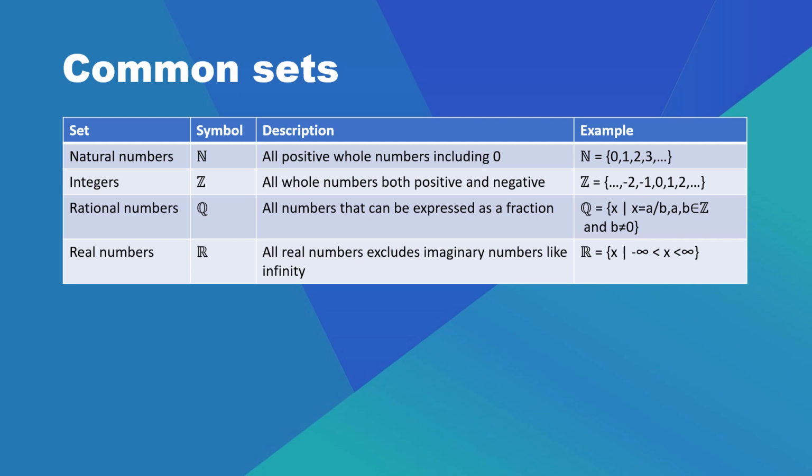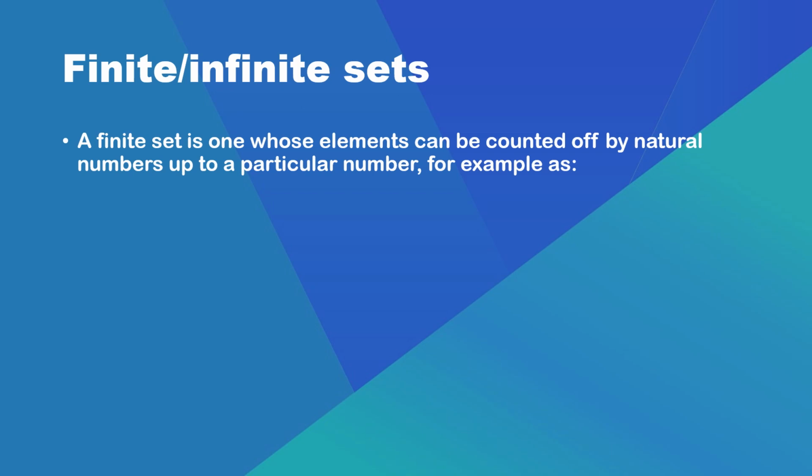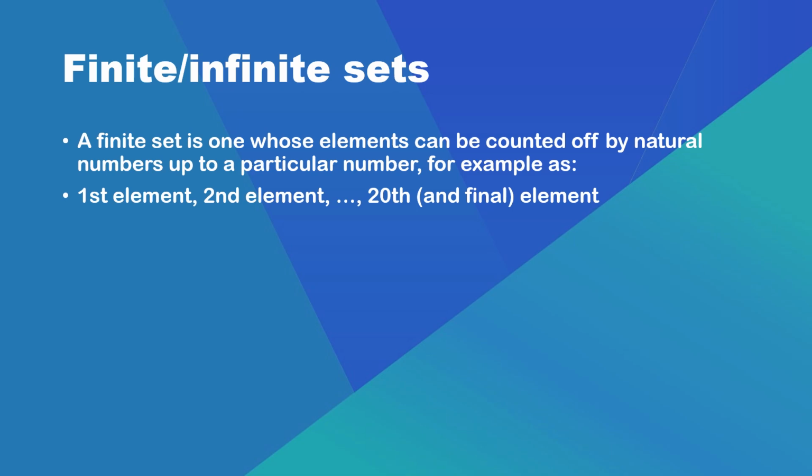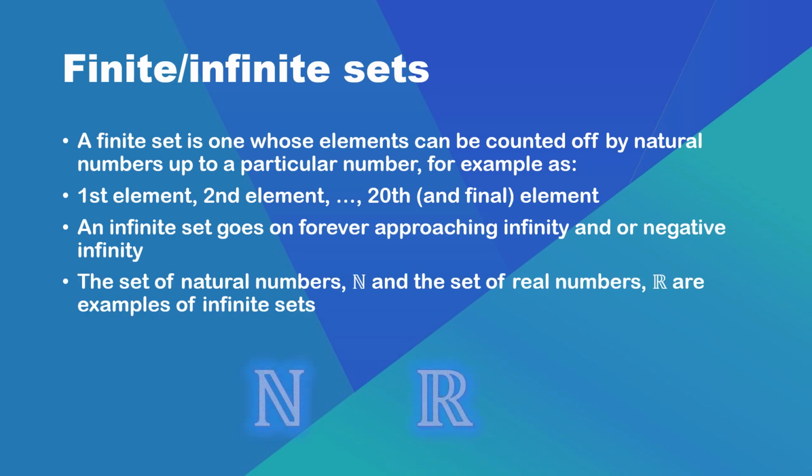Notice the way in the examples, 3 dots or an ellipsis are used to represent the fact that this pattern carries on to infinity or negative infinity. A finite set is one whose elements can be counted off by natural numbers up to a particular number. For example, a set with 20 elements. An infinite set goes on forever, approaching infinity or negative infinity. As the concepts of infinity and negative infinity are made up, and you can never actually reach them, this means these sets are infinite. The set of natural numbers and the set of real numbers are both examples of infinite sets.